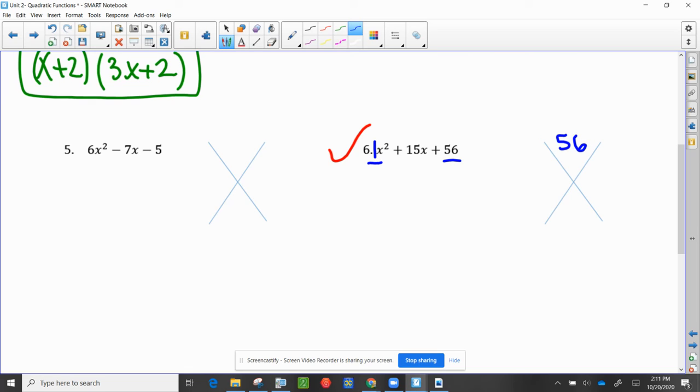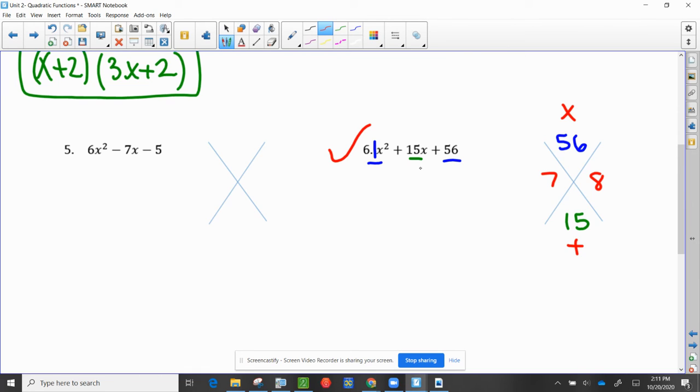So 1 times 56 is just 56. In the bottom, I would have to add to 15. So again, multiplies to 56, adds to 15. So that would be, let's see, 7 and 8. 7 times 8 is 56, and 7 plus 8 is 15.